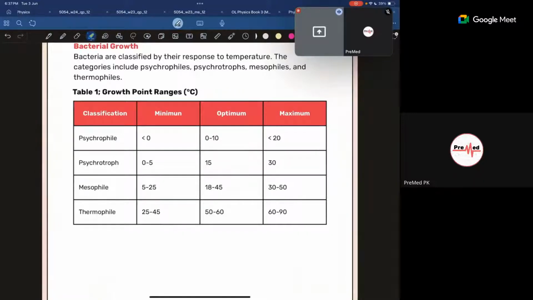Optimum basically means it's the best temperature for the enzymes within the bacteria to work. The enzymes at this temperature will have their highest activity, while maximum temperature is the highest temperature at which a bacteria can work. And if we exceed the temperature, the enzymes that are present within the bacteria will actually denature. So this is the significance of all the three categories of temperatures that are there.